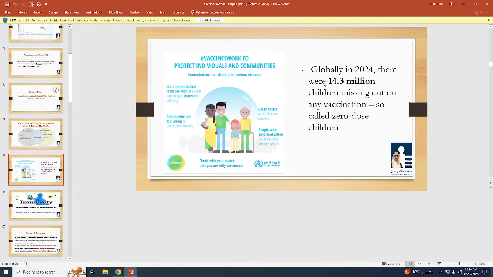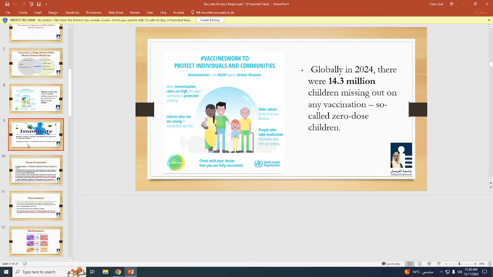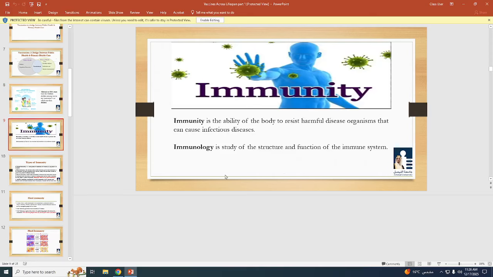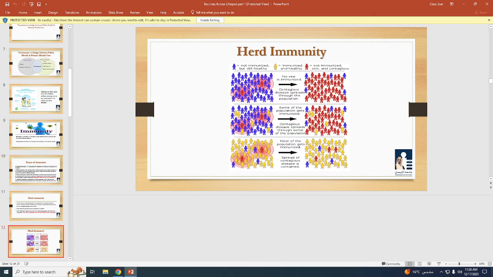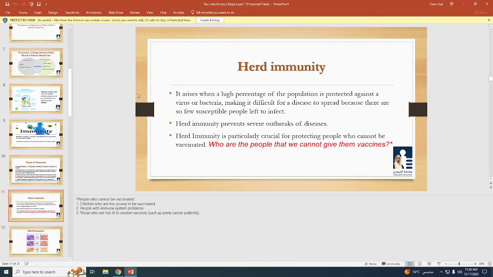Okay. How many children? I think this one came in the midterm. Okay. Immunity. What is immunity? What are the types of immunity? You might have herd immunity, a picture or explanation about it. I will ask you about it. It's easy, herd immunity, like this one.